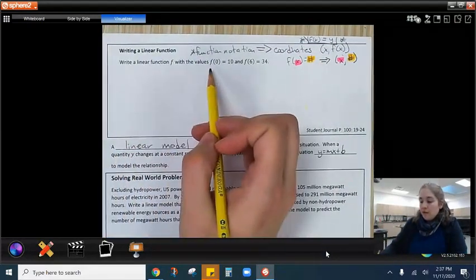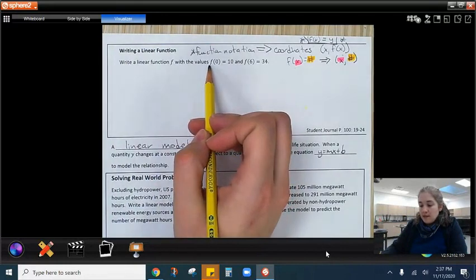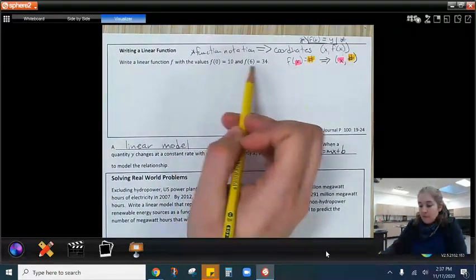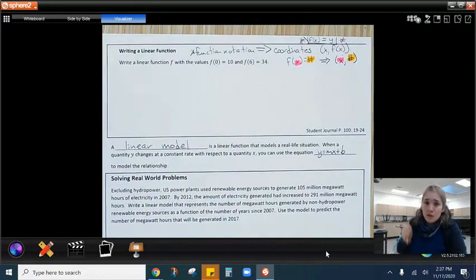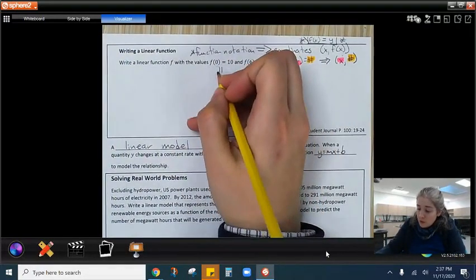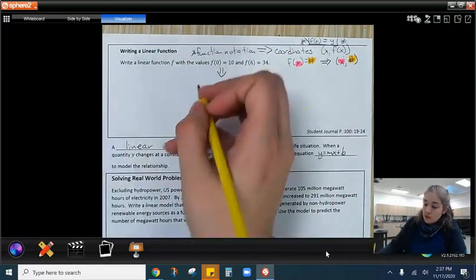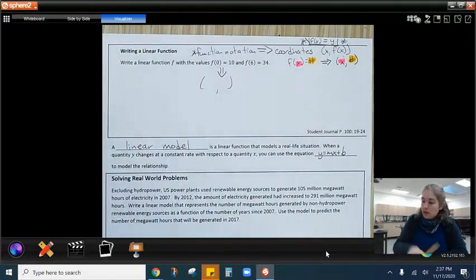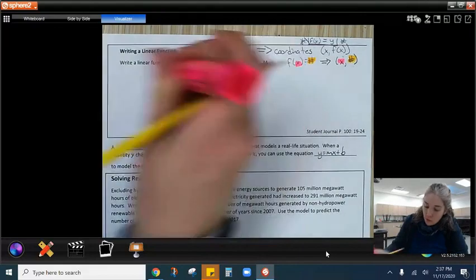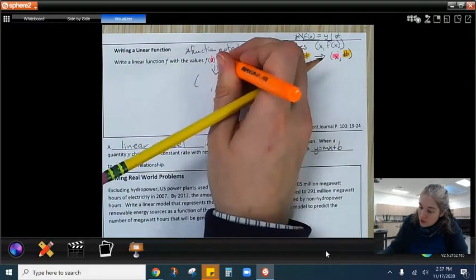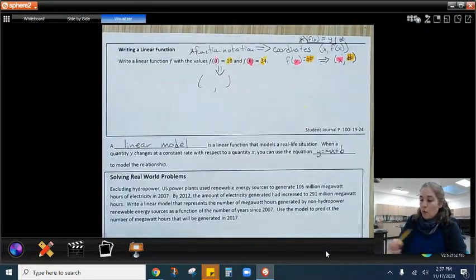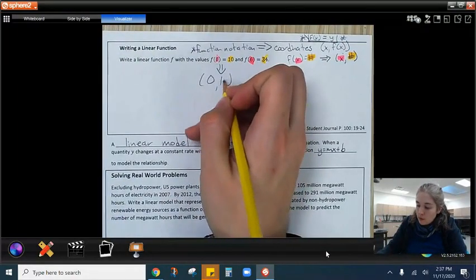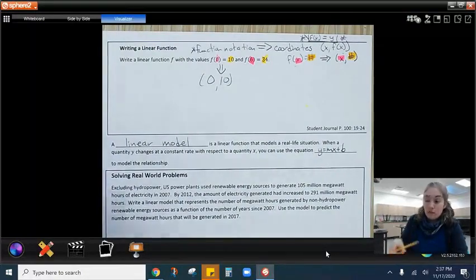So here we have our function notation written as f of 0 equals 10 and f of 6 equals 34. First thing we're going to do, because I know it's going to be helpful, let's just turn those into points. So this one, f of 0 equals 10, is really going to be the point, and I'm going to re-highlight these for us. I've been trying to keep my x's as pink and my y's as orange. So this is really the point 0, 10, right? That's really what that point is.